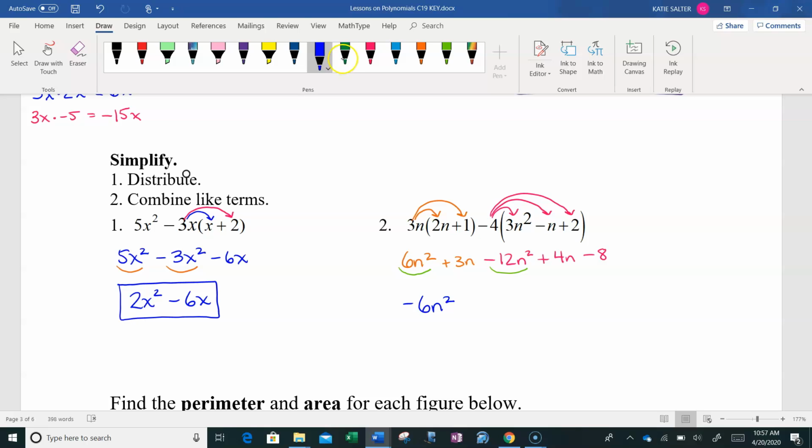Next, I'm going to look for the n's. So if we look right here, we have this positive 3n and this positive 4n. So when we combine those, that is going to be plus 7n. And last but not least, down here at the end, we've got this negative 8 all by itself, just this little constant term there. So we will just tag that on the end, minus 8. So now we have simplified this expression by distributing and combining like terms, and our final answer is in standard form.